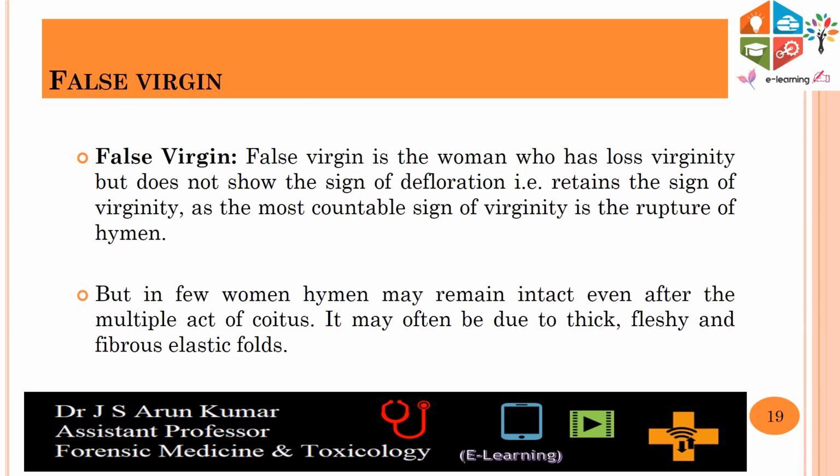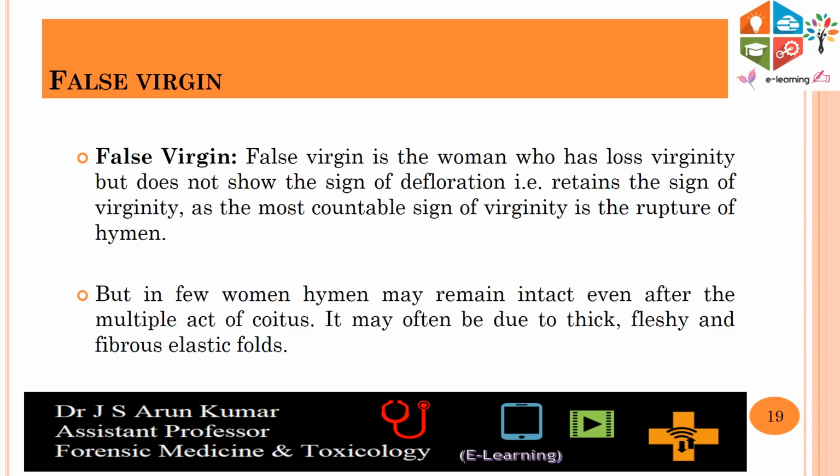And coming to the word false virgin. A false virgin is a woman who has lost virginity but does not show any signs of defloration on examination. It means that she retains the signs of virginity, as the most countable sign of virginity is rupture of the hymen. The woman has undergone sexual intercourse, but on examination we can't make out the signs of defloration, like even the most common, rupture of the hymen.